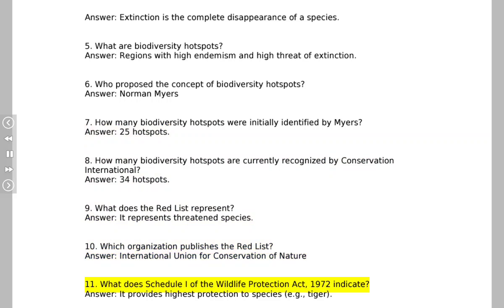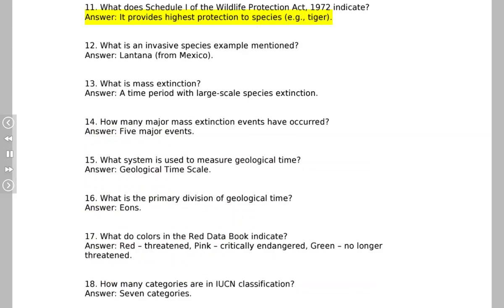11. What does Schedule 1 of the Wildlife Protection Act, 1972 indicate? Answer. It provides highest protection to species, e.g., tiger. 12. What is an invasive species example mentioned? Answer. Lantana, from Mexico. 13. What is mass extinction? Answer. A time period with large-scale species extinction.